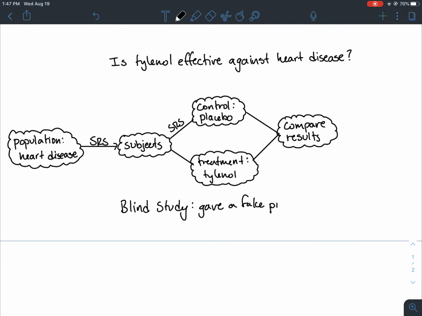To the control. And people don't know if they're in the control or the treatment. They are just going through and given a pill. Only we know, the people that are doing the experiment, know exactly who's getting a Tylenol and who's getting a fake pill.